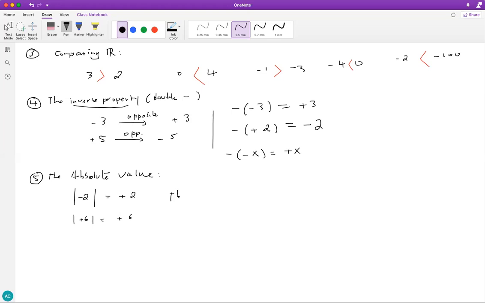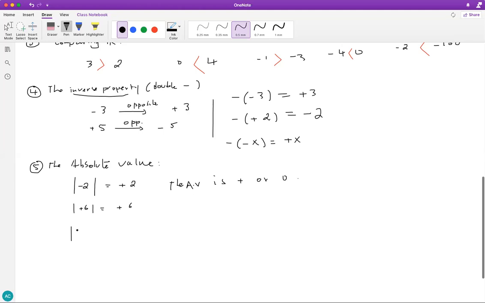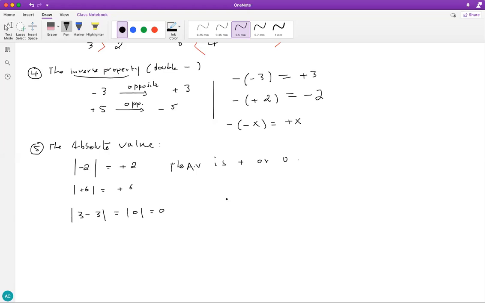So the absolute value is always positive or sometimes 0. You could find something like this, let's say 3 minus 3. Basically 3 minus 3 is 0. The absolute value of 0 is 0. 0 is an unsigned number. It's neutral, it doesn't have a sign. So just remove the absolute value and you get 0. Okay, so that's all the absolute value does.